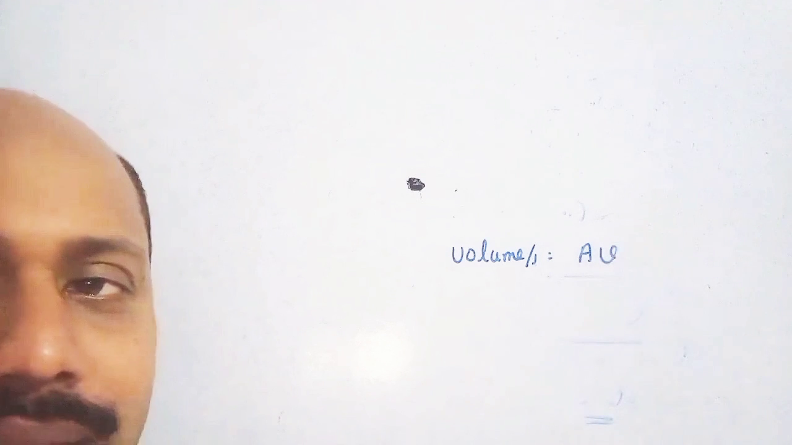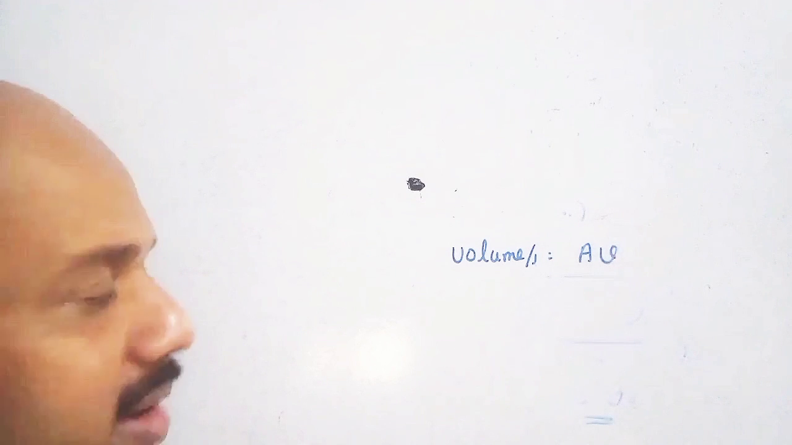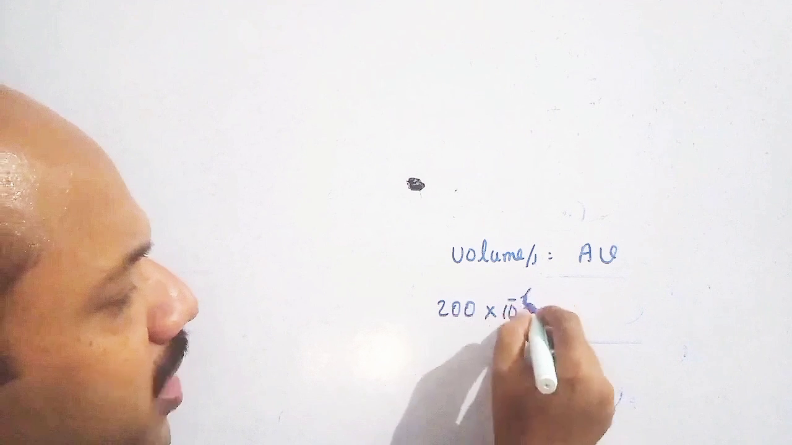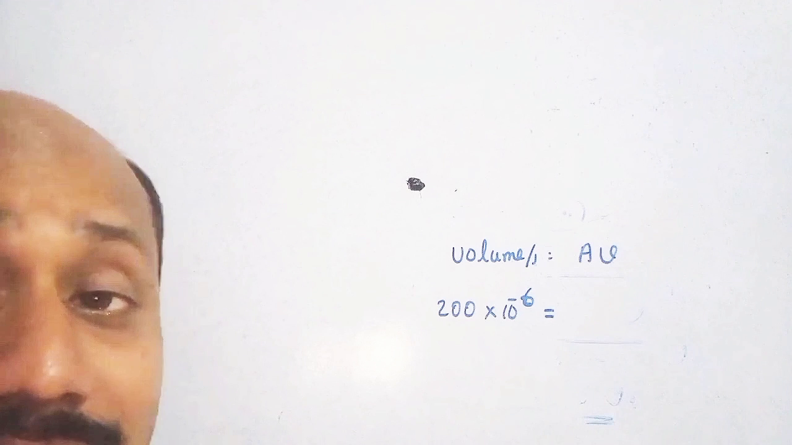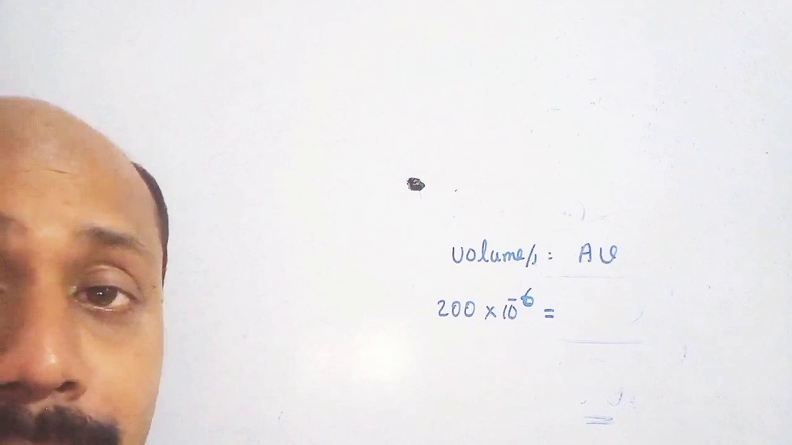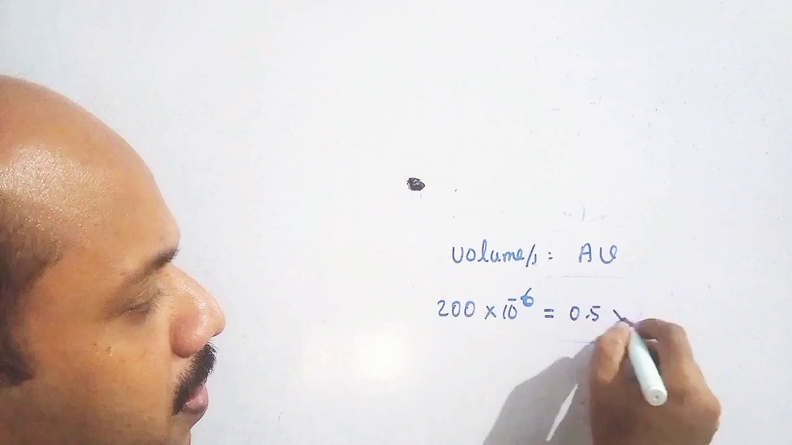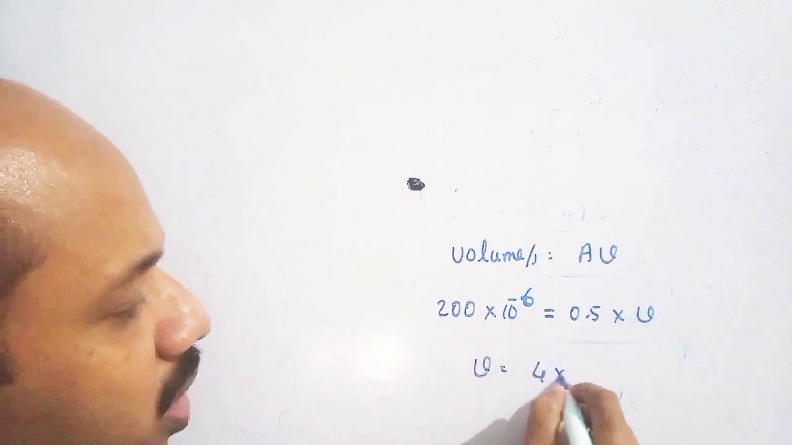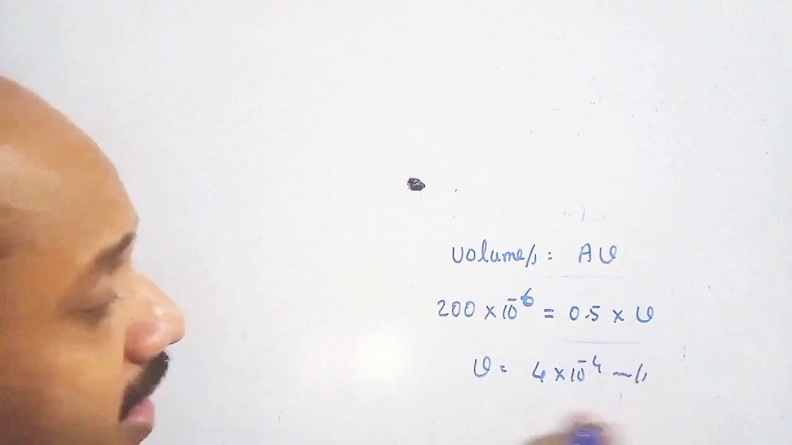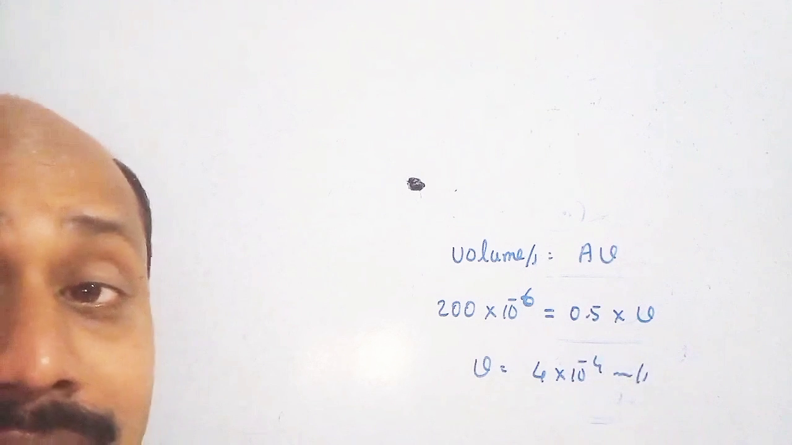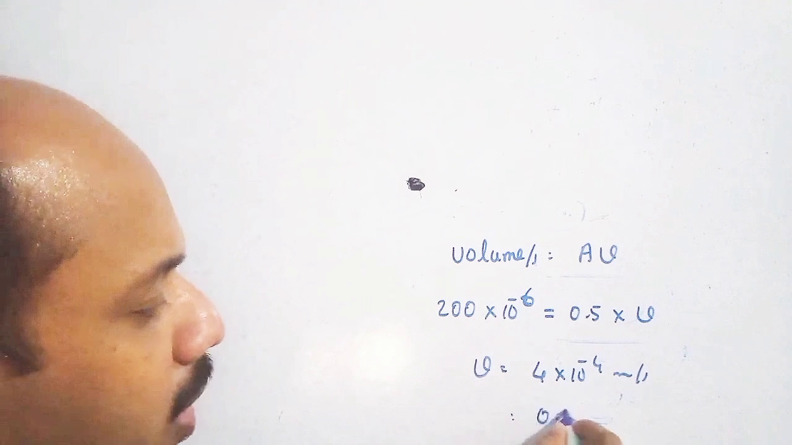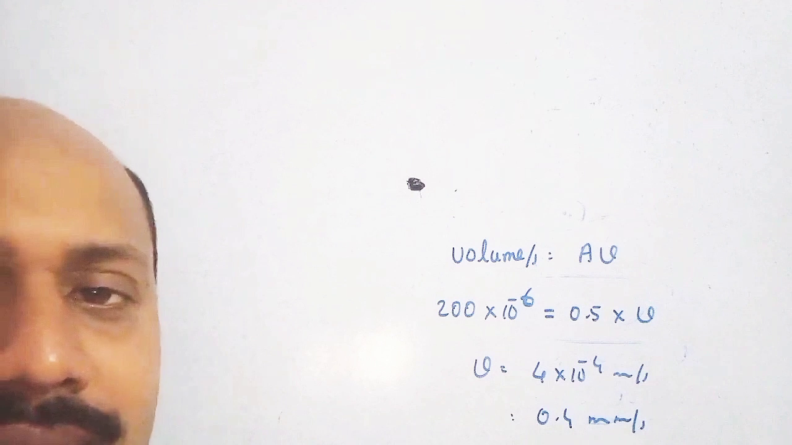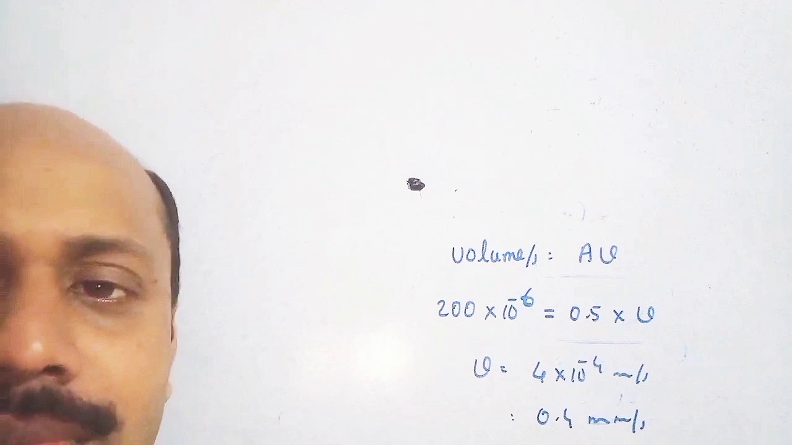Yes. Now they have given the volume per second as 200 centimeter cube per second, right? Better to convert it into meter cube, that is 200 into 10 raised to minus 2 cube, that is 200 into 10 raised to minus 6. That is area of cross section 0.5 meter square into V. Now V is equal to how much? 200 divided by 0.5, that is 400, that is 4 into 10 raised to minus 4 meter per second. In millimeter per second it is what? 0.4 millimeter per second, right? 0.4 into 10 raised to minus 3. Then the answer is 0.4 millimeter per second, right?